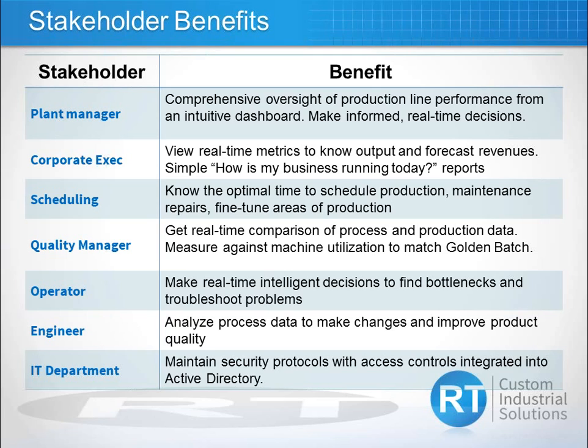We can keep going right down the list for scheduling and the quality manager, but the operator is the big one, right? Because if the operator can make real-time intelligent decisions to find bottlenecks and troubleshoot problems. I just read that word for word because it's a pretty important statement. To find bottlenecks and troubleshoot problems. If the operator sees that down the line they're having an issue with a tooling or some sort of a pick and place unit, and it's not apparent to the engineer or to someone else, they might be able to say, hey, listen, we can probably change something this way or that way, or to troubleshoot some problems.